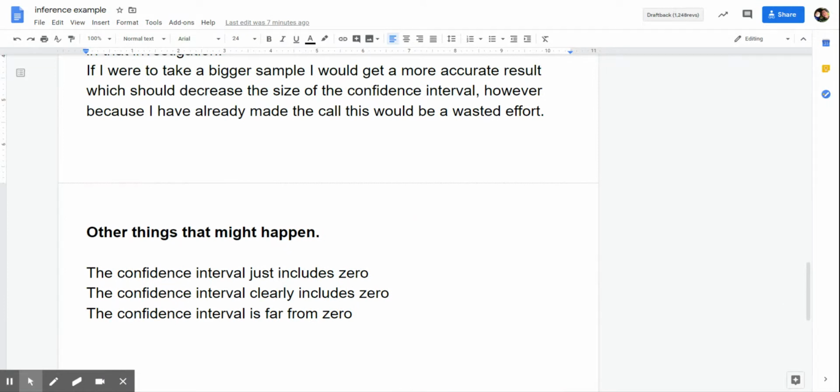Other things you might want to think about happening, because this is what would affect your conclusion, and this is what separates you. If the confidence interval just includes 0, what does that mean in terms of your call? What happens if you took another sample? Confidence interval clearly includes 0, and the confidence interval is far away from 0. So these 3, I would write different conclusions. I'm not going to go through the what if then statements because I want you to be able to figure some of these out for yourself.